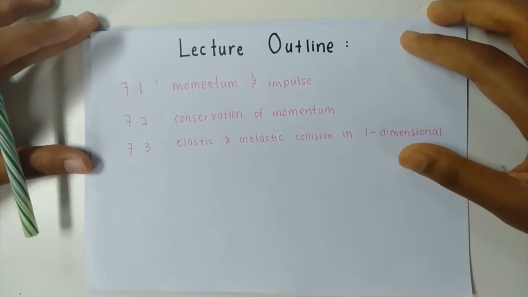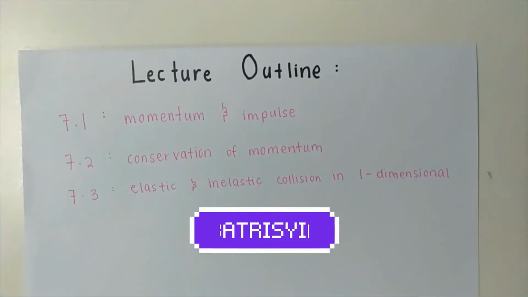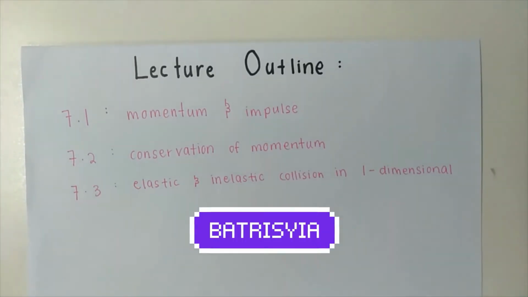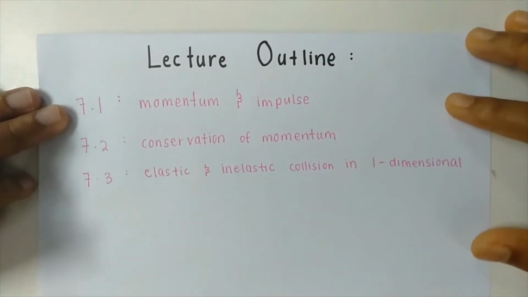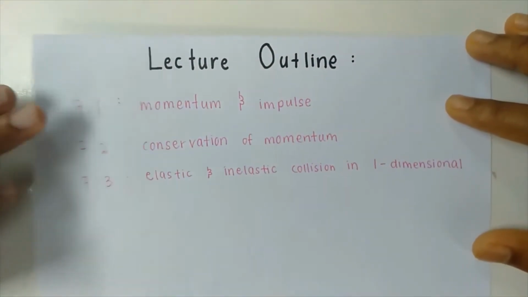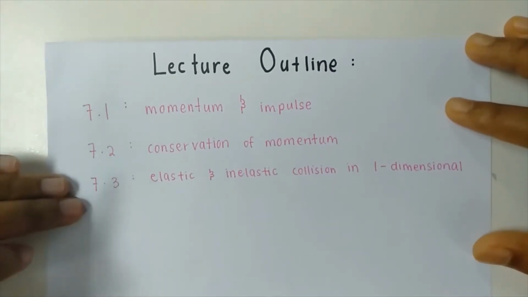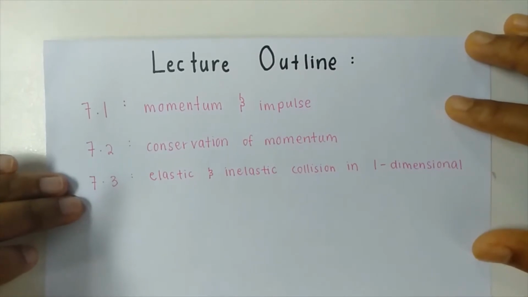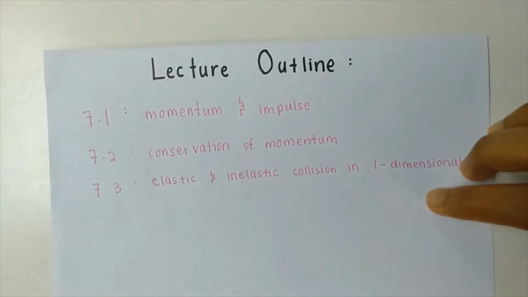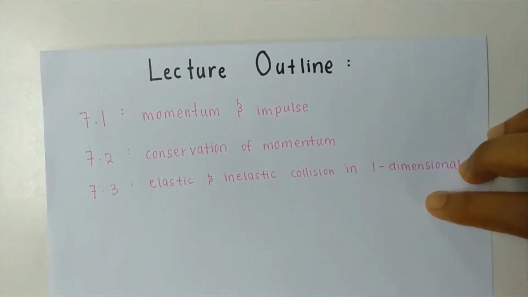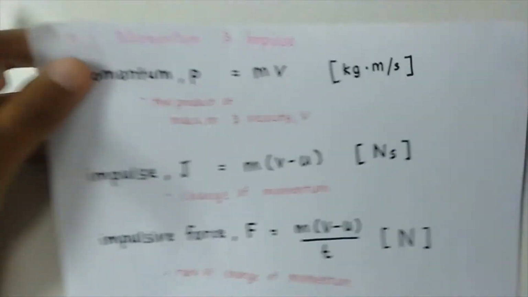Okay, here are the lecture outline. First, 7.1 is momentum and impulse. 7.2 is the conservation of momentum, and the last subtopic is elastic and inelastic collision in one-dimensional. It's great, right? So now I'm going to proceed to 7.1, that is momentum and impulse.